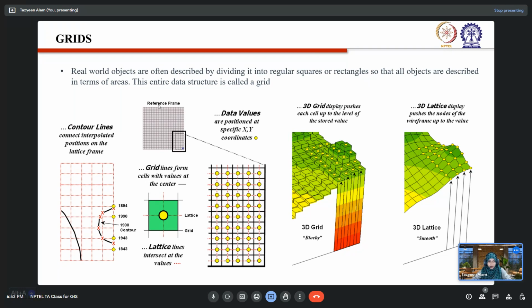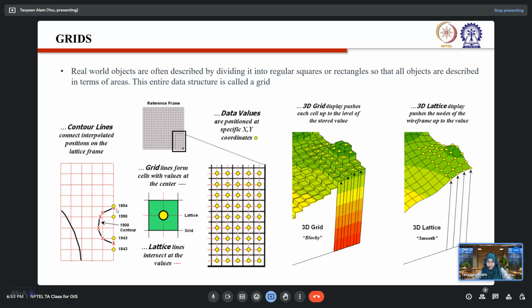If we take the example of this particular combination of images, we have contour lines that connect interpolated positions on the lattice frame. So here we have every point at different grid segments.